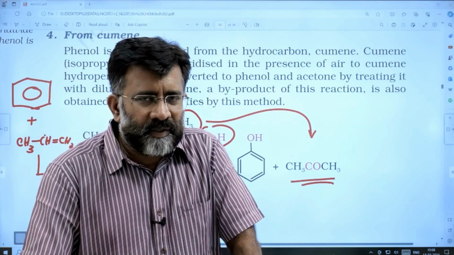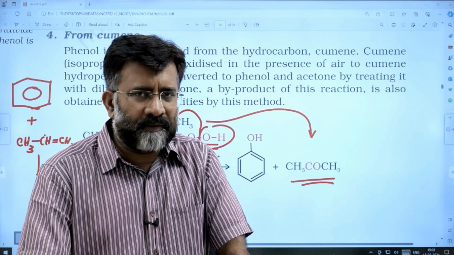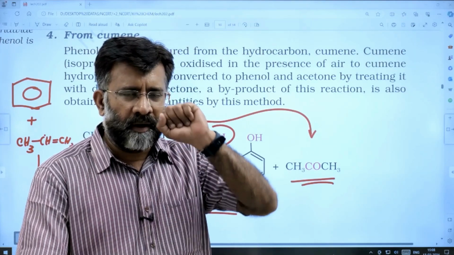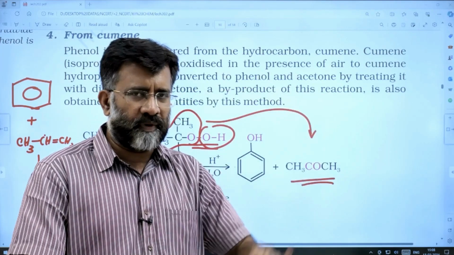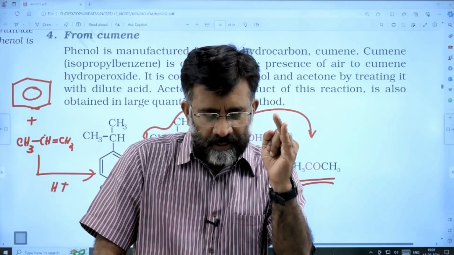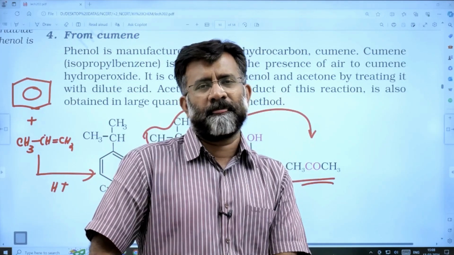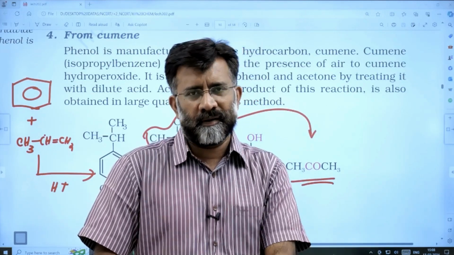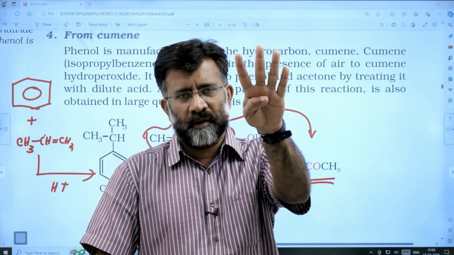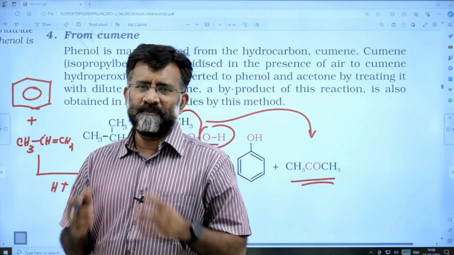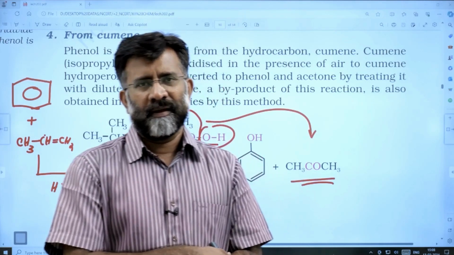These are the methods of preparation explained for phenol in the textbook. Number 1, chlorobenzene converted to phenol. Number 2, benzene sulfonic acid converted to phenol. Number 3, diazonium salt converted to phenol. And number 4, the most important one, the cumene process. Right? That's about the preparation of phenol, isn't it?